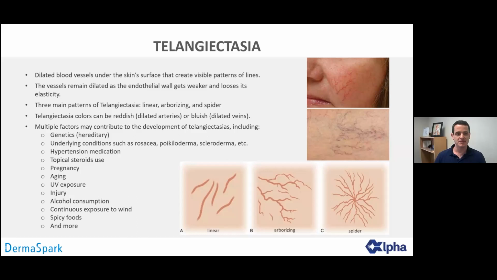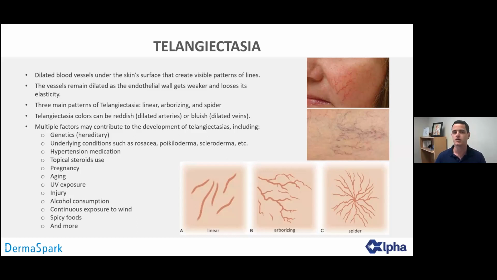Now, there are multiple factors that may contribute to the development of telangiectasia, and this could include genetic or hereditary factors, people with genetic predisposition for telangiectasia. Usually when it's genetics, then it's formed here on the nostrils, on the connection between the nostrils and the upper lip.